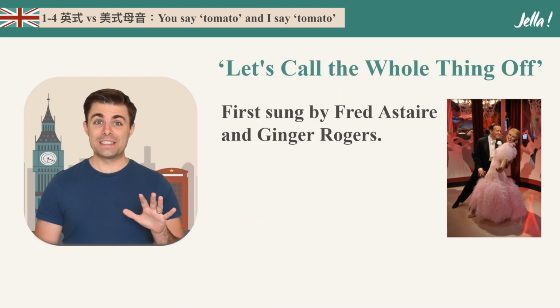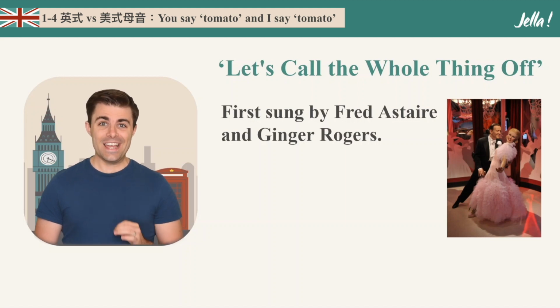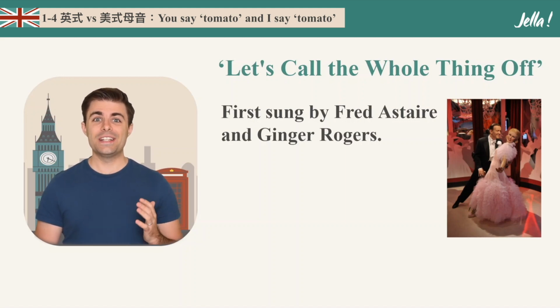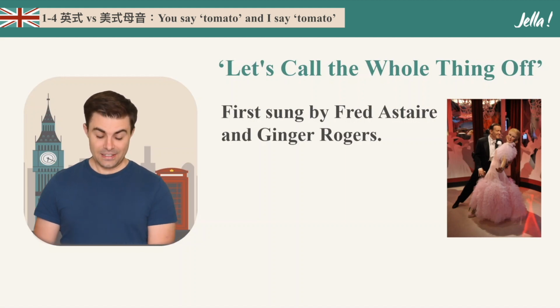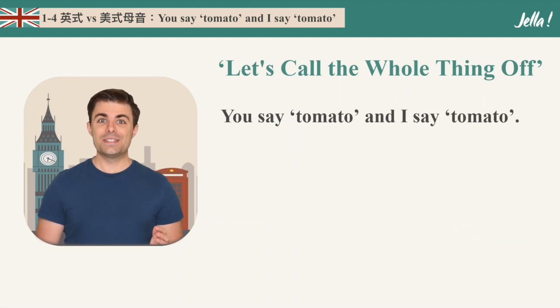One really famous example, which I've just put up, is a song called Let's Call the Whole Thing Off that was first sung by Fred Astaire and Ginger Rogers back in the golden age of Hollywood in the 1930s. The song is all about the differences between the way the two main characters speak, and the most famous line in it is, "You say tomato and I say tomato," which is something that people will often quote when they're talking about the differences between British and American English, even now almost 100 years after the song was released.